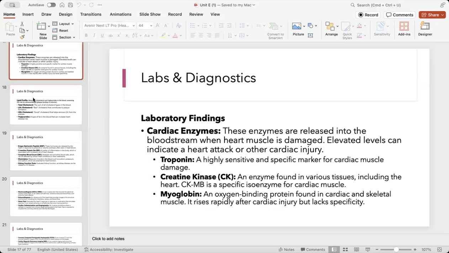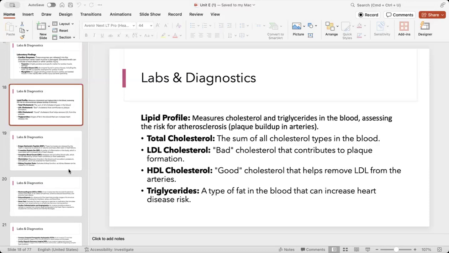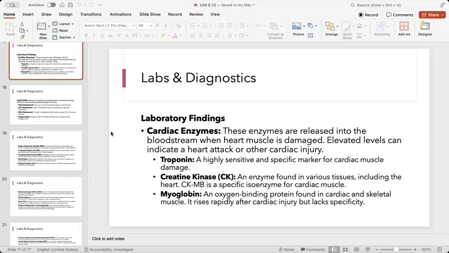What I do want you guys to have is just a generalized understanding of what a reference value is. I didn't stick them in here, but you just need to know what a normal reference and what a very out of range reference would be for each of these.